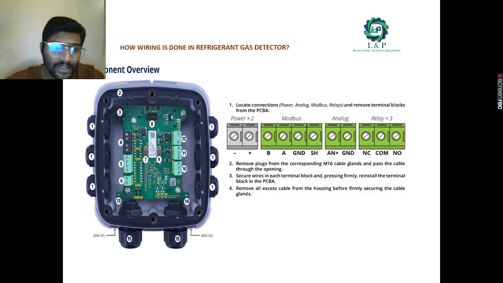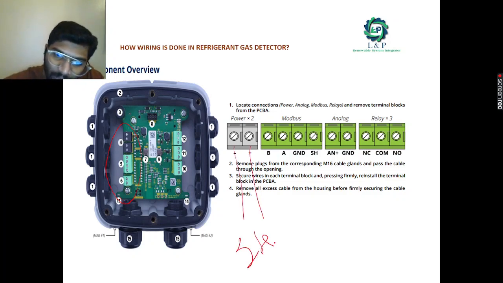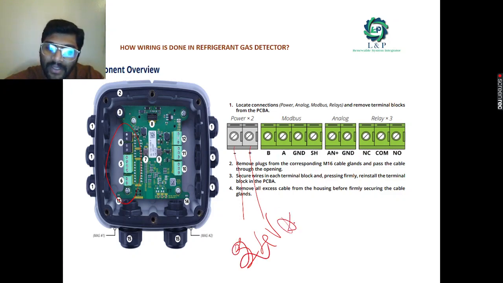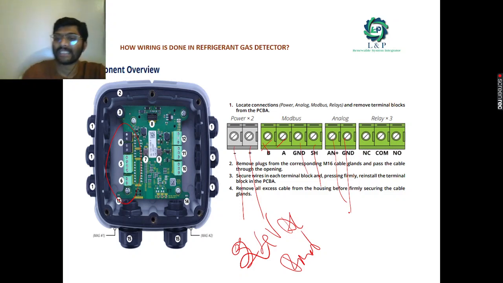This is a zoomed-in view of the terminals that we are using. As you can see, we have a power connection. You can give 24 volt AC power, and these are the Modbus connections. Here we have plus, minus, ground, as well as shield. It is a 4-core shielded cable and 3-core shielded cable. We can make this connection, and this is for the analog connection, and these are the relays as I told earlier.